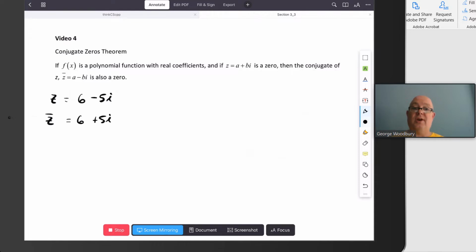And what this theorem is telling us is that if we know one of those is a solution, we know the conjugate of it is also a solution. Another example of conjugates: if z is 3 plus 4i, its conjugate will have an imaginary part that's negative 4i instead.